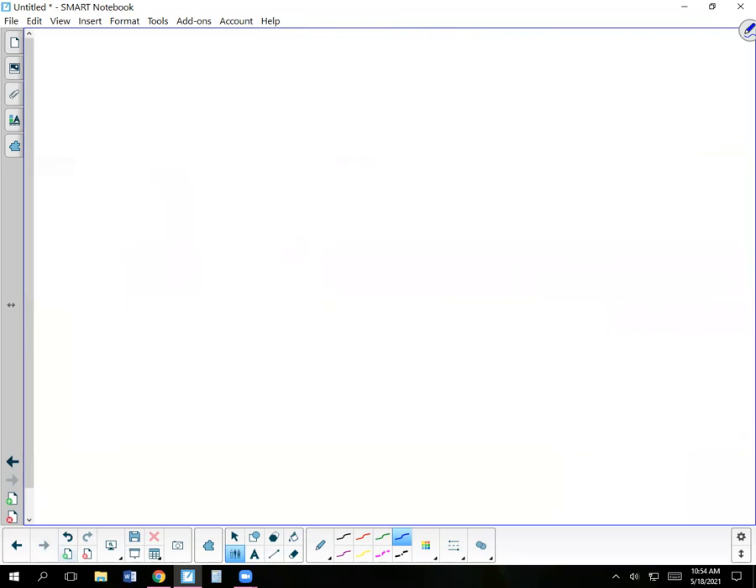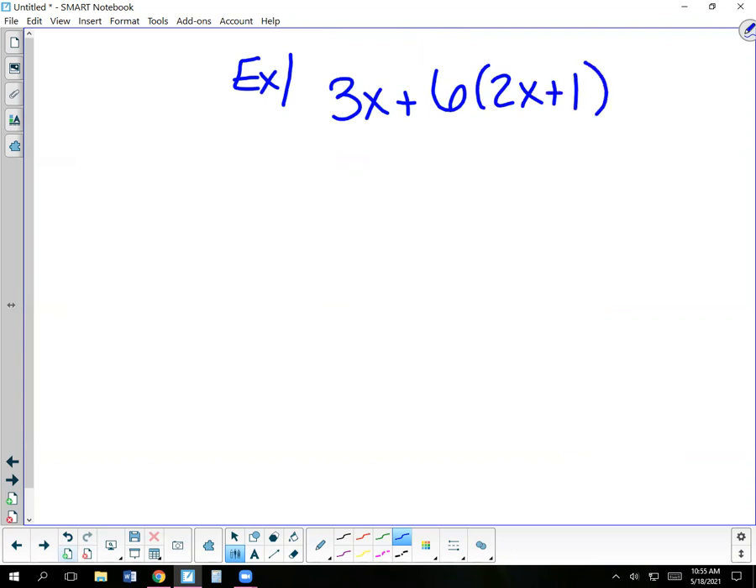So this is now applying the distributive property with like terms. Okay, so this is what we did this year. This is just a general example of what we did this year. So we did like 3x plus 6 times 2x plus, I don't know, 1. No negatives, right? So what did we do last time?